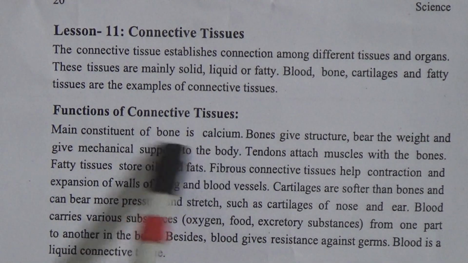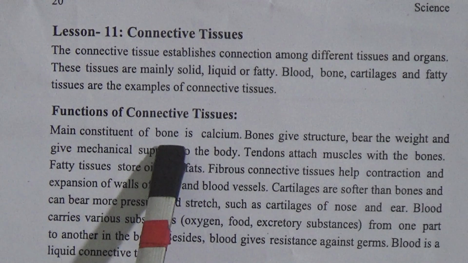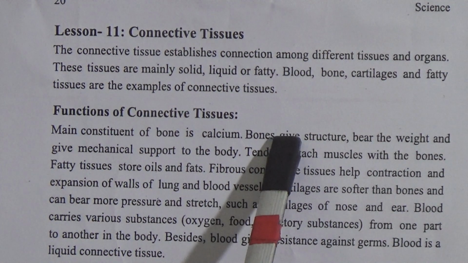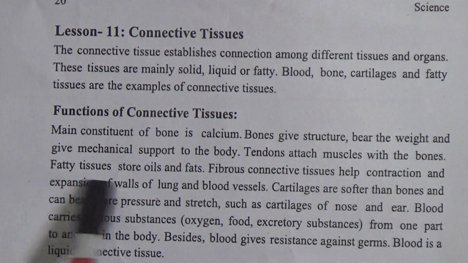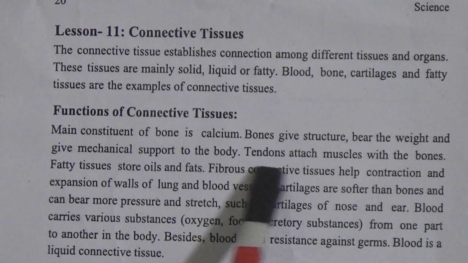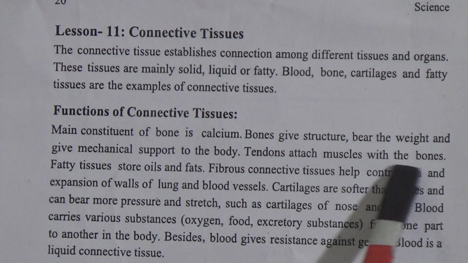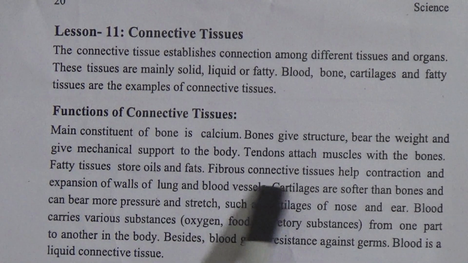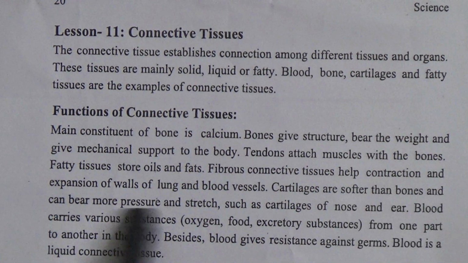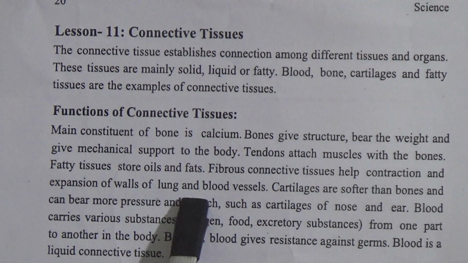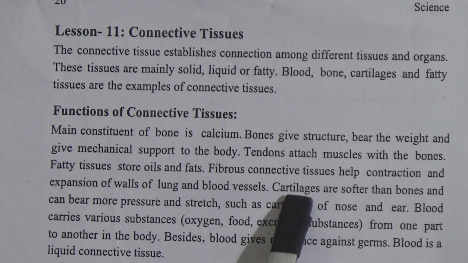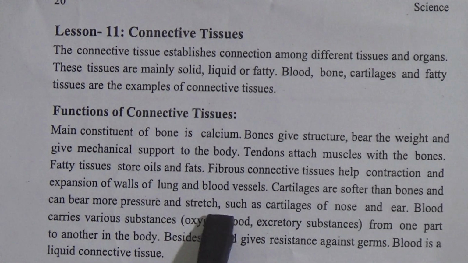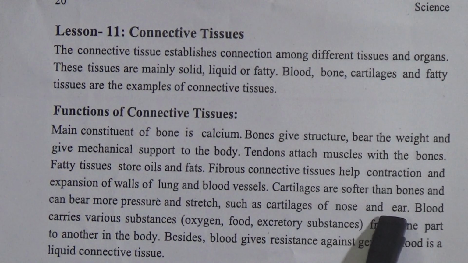Function of connective tissue. The main constituent of bone is calcium. Bones give structure, bear the weight and give mechanical support to the body. Tendons attach muscles to the bones. Fatty tissues store oils and fats. Fibrous connective tissue helps contraction and expansion of the walls of lungs and blood vessels. Cartilage is softer than bone and can bear more pressure and stretch, such as the cartilage of the nose and ear.